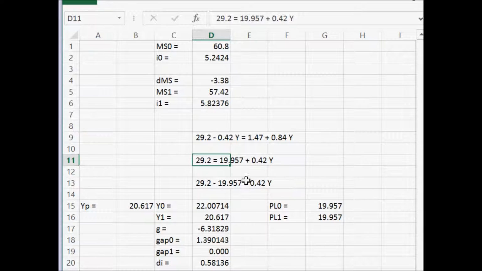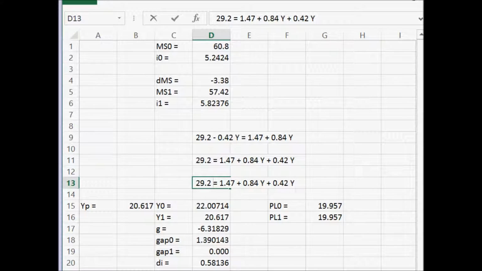So on this side, I got to replace the 19.957 with the neoclassical short-run aggregate supply. The difference between this and that is I've added 0.42y to both sides of the equation. What is the next step? Well, the next step is to subtract 1.47 from both sides of the equation. Next, factor out the y on the right-hand side of the equation. Next, I can divide both sides of this equation by this coefficient.